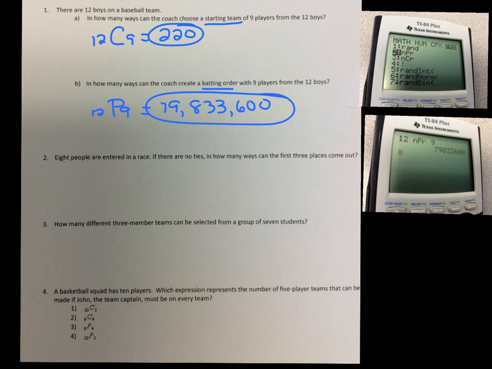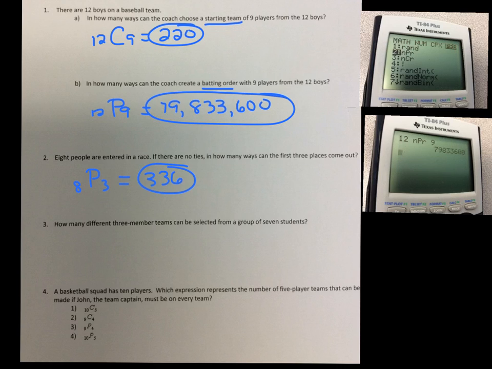Okay, so let's take a look at the next 3 problems on this page. Okay, number 2 says 8 people are entered in a race. If there are no ties, in how many ways can the first 3 places come out? All right, so here order matters because we want a first place, second place, and third place. So we're going to be using permutations. Now, since there's 8 people in the race, from the 8 people, we want to pick an order for 3 of them. So it's going to be 8P3. If you follow the same procedure that we did for number 1 in your calculator, you will wind up with 336.